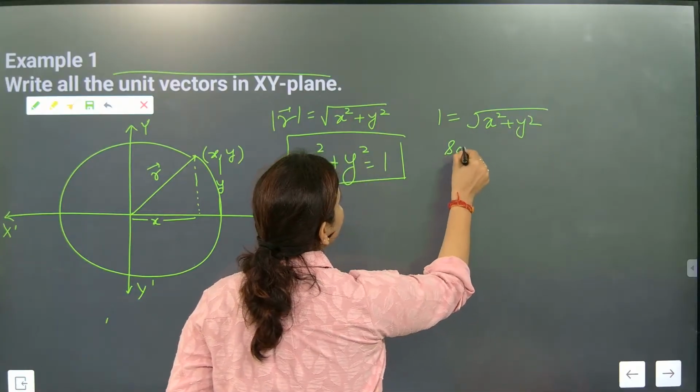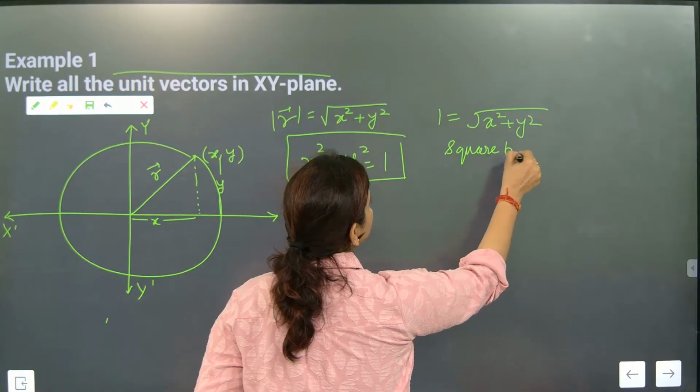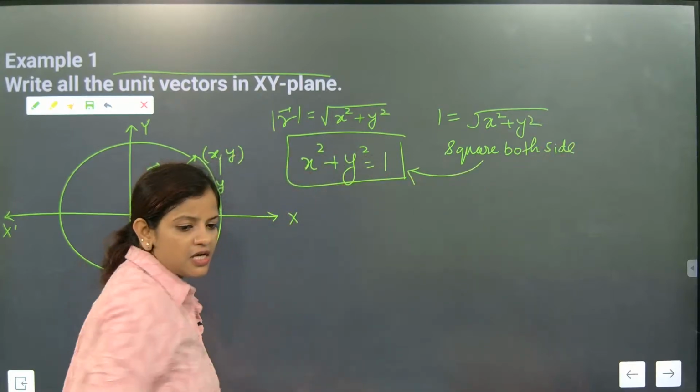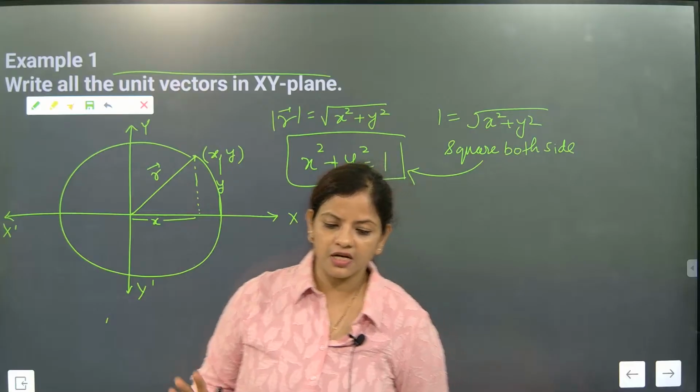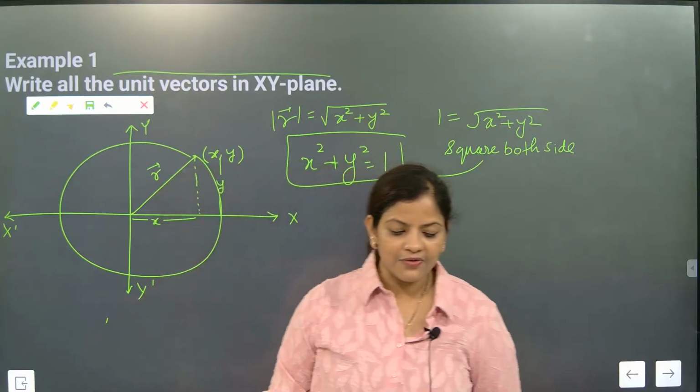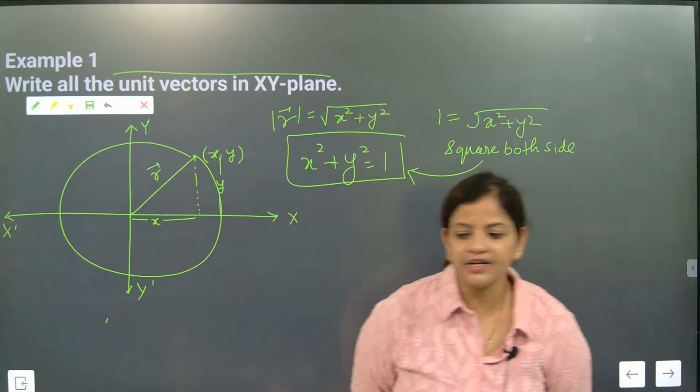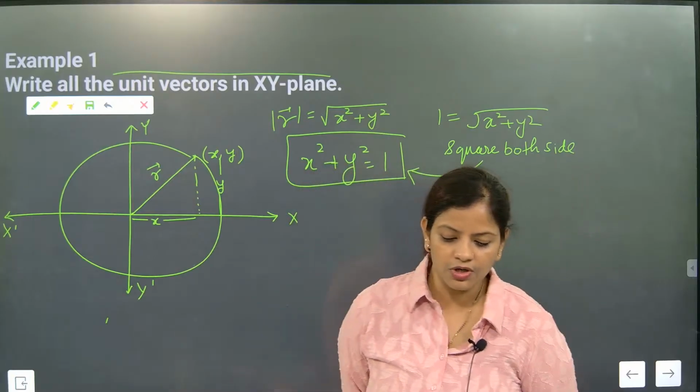When you square both sides, you will get this. That is the equation of circle. Note down please this one. That will become what, beta? Equation of circle. And where is the center, beta? Its center is at the origin. Come on, note this down here.